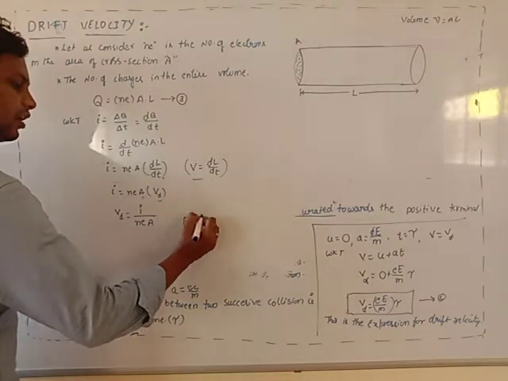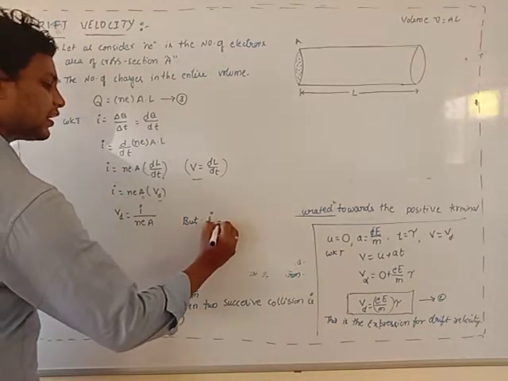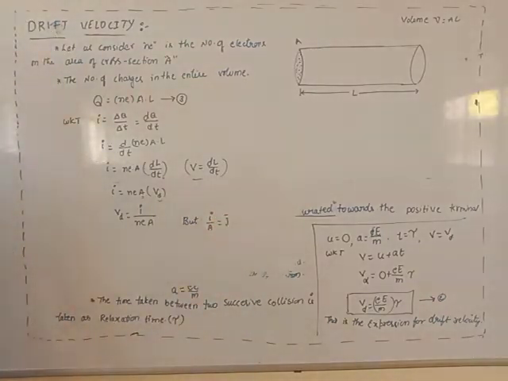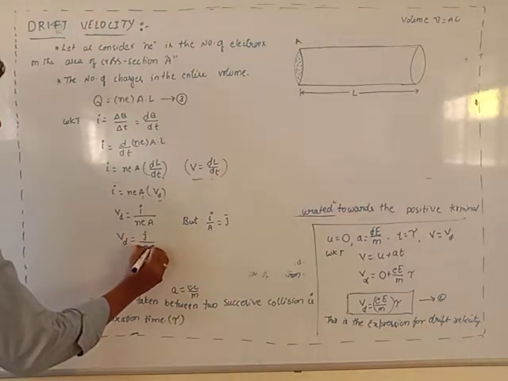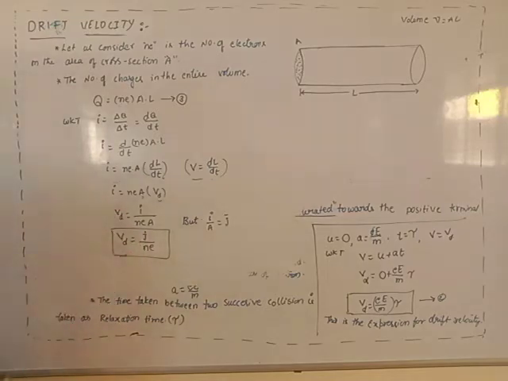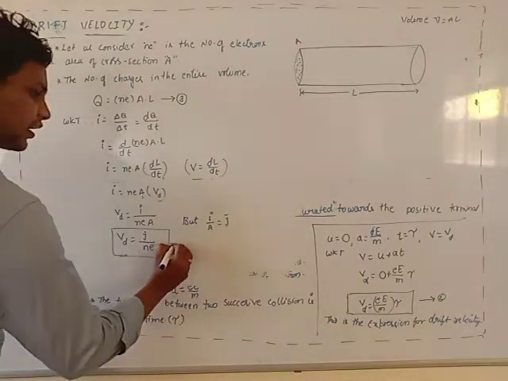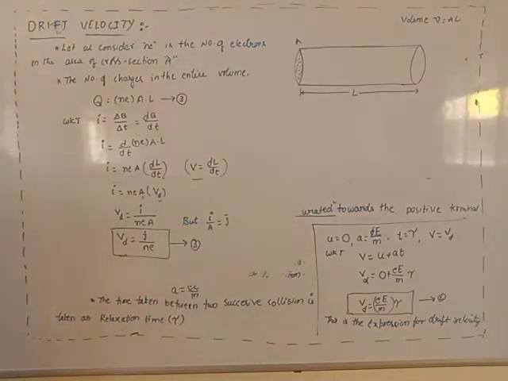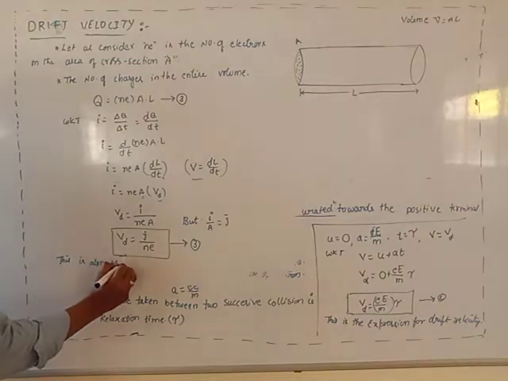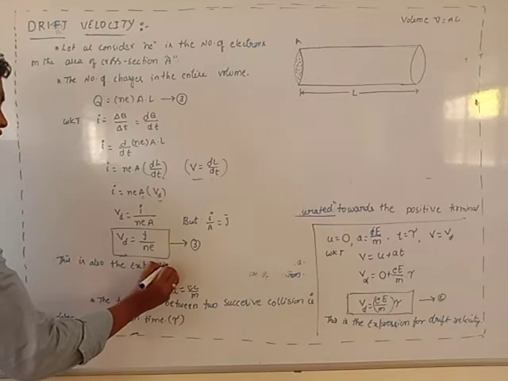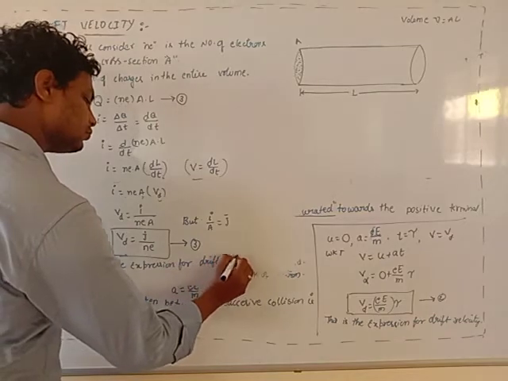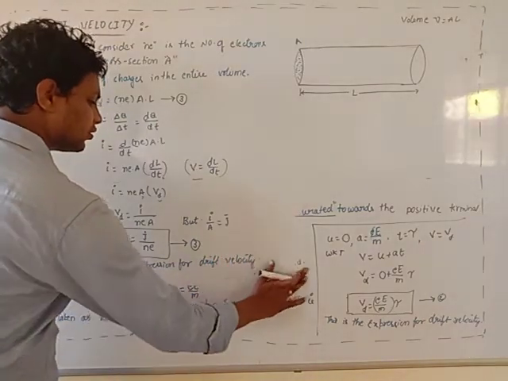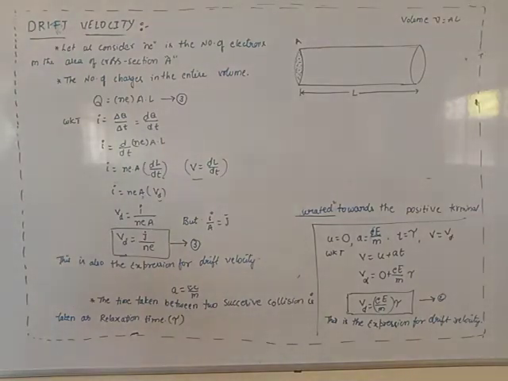But we know that I by A can be taken as current density J. Therefore, drift velocity Vd can be taken as J by Ne, where I by A is nothing but J. Now this is also an expression for the drift velocity.